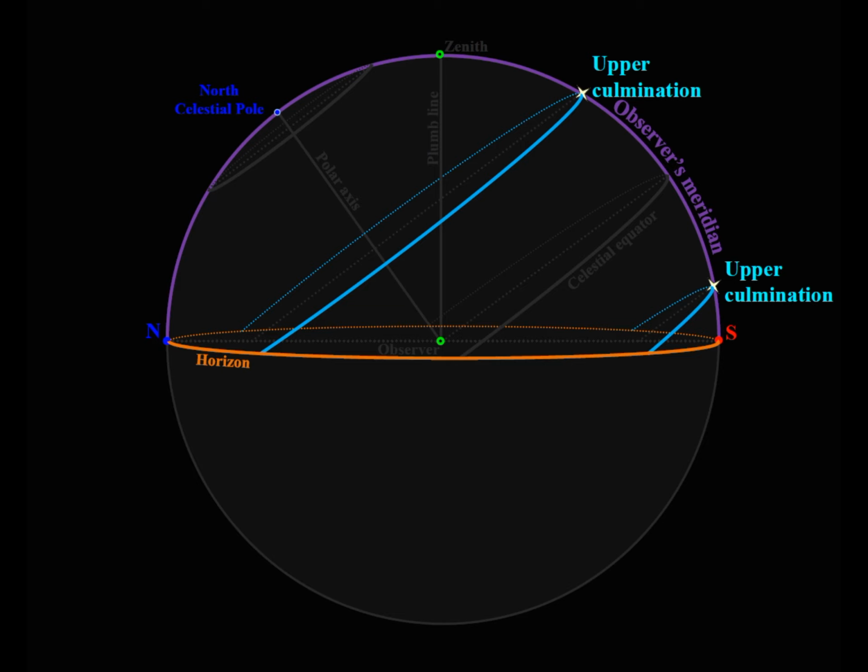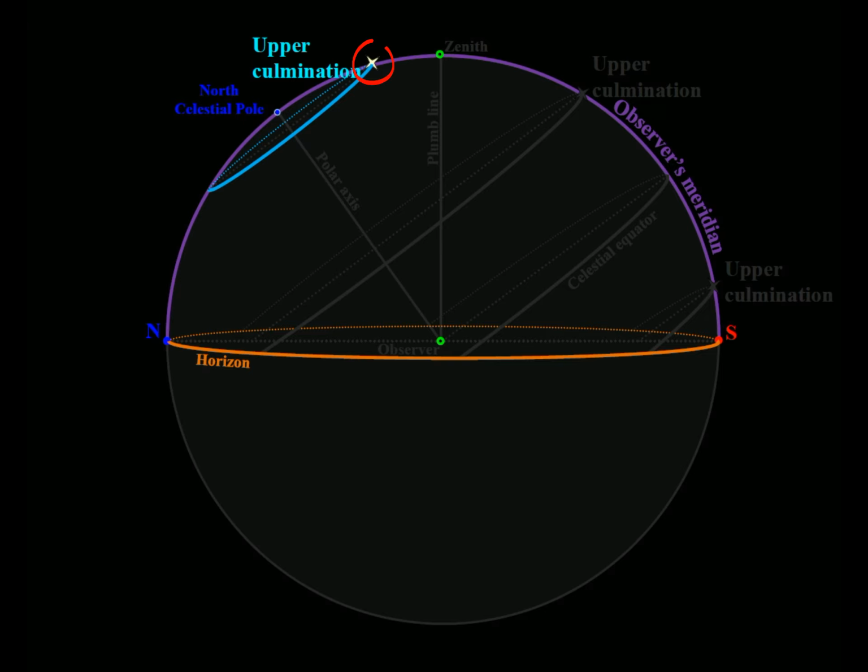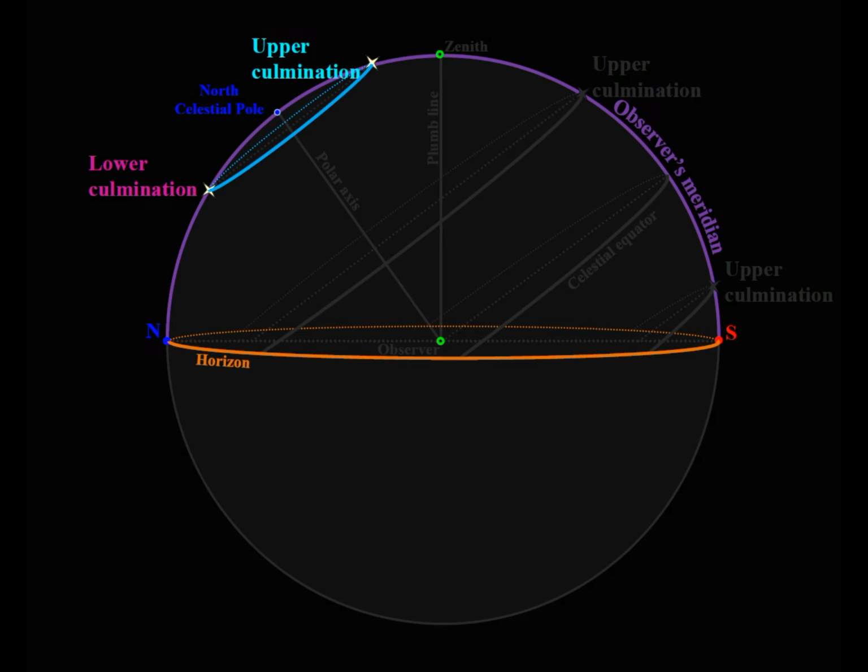Stars that do not set below the horizon also have upper culmination. Note that these stars cross the observer's meridian twice. The second point of intersection is the lowest point of their path relative to the horizon and is the lower culmination.